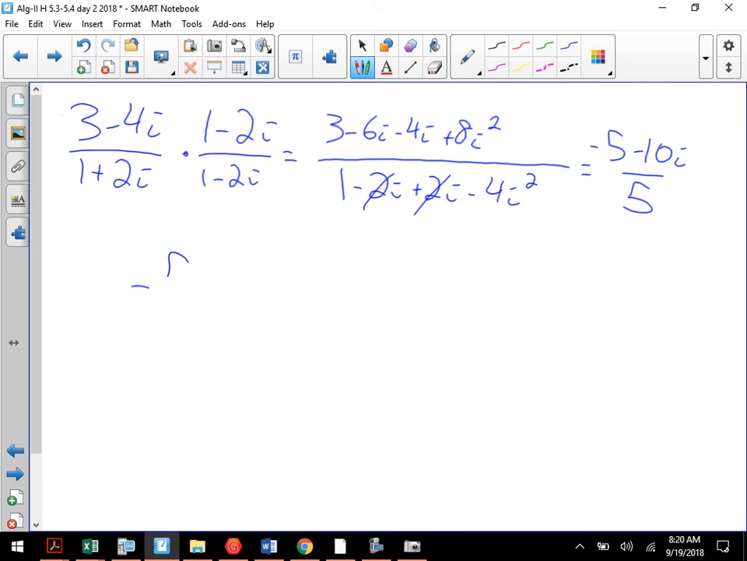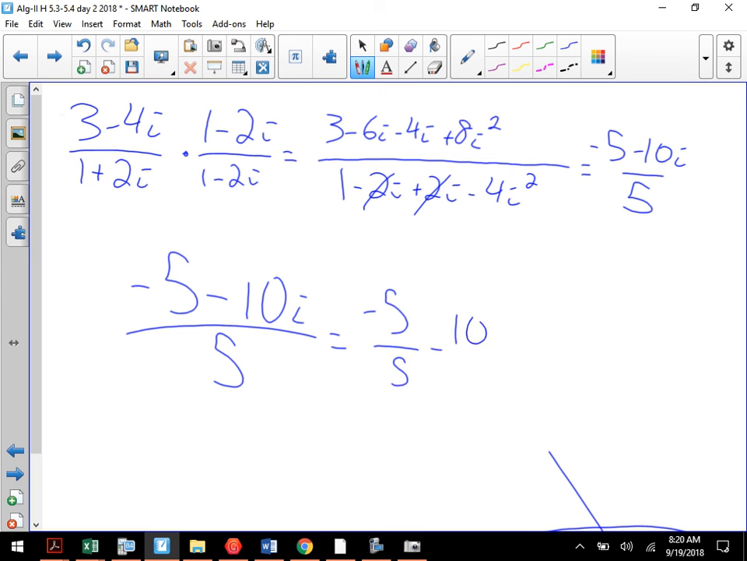Okay, and that was the same idea as before: you can't do this, because that's not allowed. But since it's a single term in the denominator, that means it's a common denominator for both pieces in the numerator, which allows you to do this. What's negative 5 divided by 5? Negative 1. And what's negative 10 divided by 5?